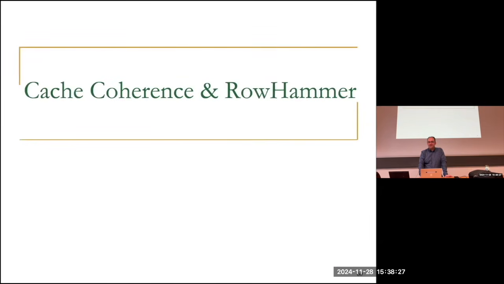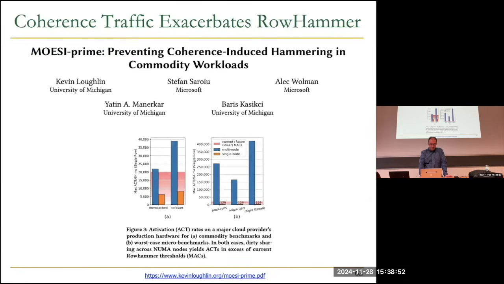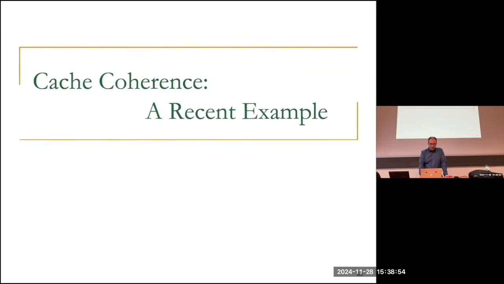This is also not that new. I think you have seen this paper, Moisey Prime, in our cache coherence, not cache coherence, our RowHammer lectures. So people actually have shown that the coherence protocol in Moisey can actually cause RowHammer. And this paper actually shows that problem and prevents coherence-induced hammering in commodity workloads, which is actually quite interesting. Okay.